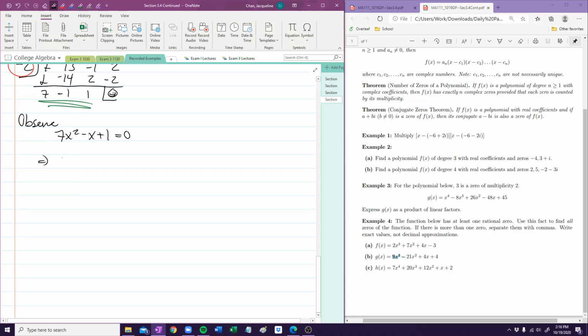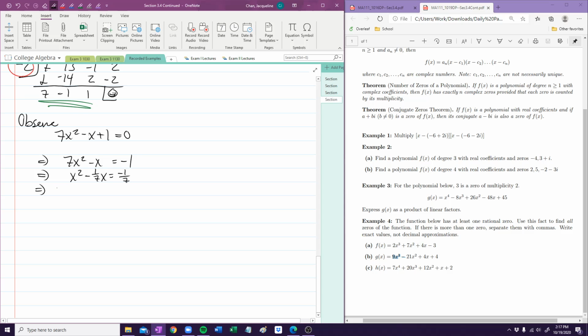Okay, so at first, it doesn't really matter what order you do it in. I'm going to do this first. I'm just going to subtract the 1 over. Okay, and then I'm going to divide everything by 7 because remember we need our leading coefficient to be 1. So this is x squared minus 1/7 x is equal to negative 1/7.